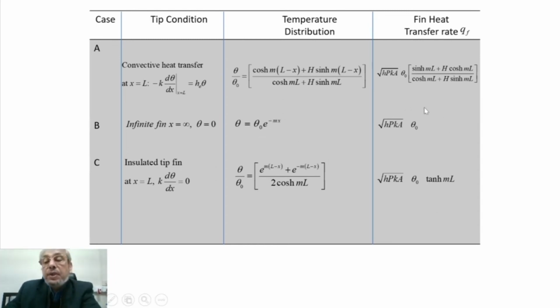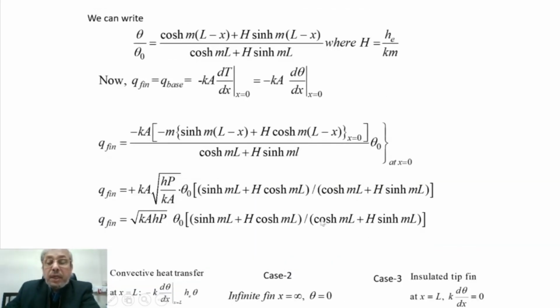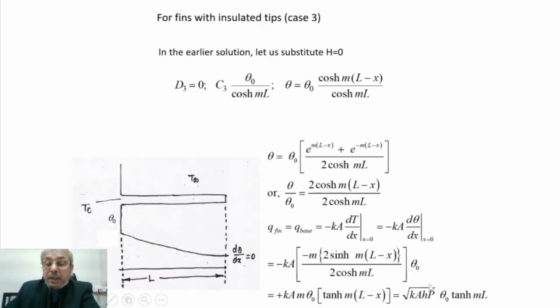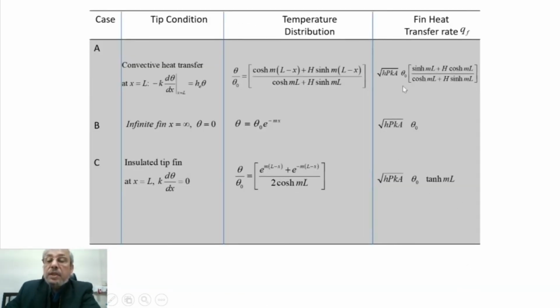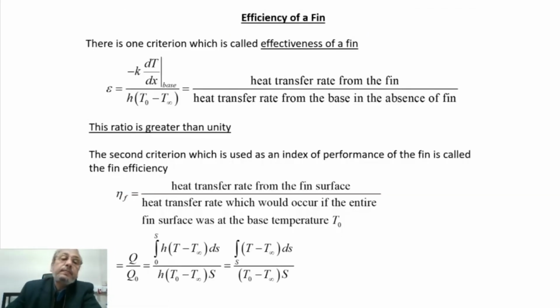And like these two cases, we have calculated Q for the convective cooling condition. This is the Q fin, and for the adiabatic fin, this is the Q fin. So exactly those expressions we have written here. And for the infinite fin, x equal to infinity, this is the Q fin. Now, x equal to infinity specifically I have not derived. I have derived in detail the A and C cases. B is very straightforward. I am leaving it to you to derive this.